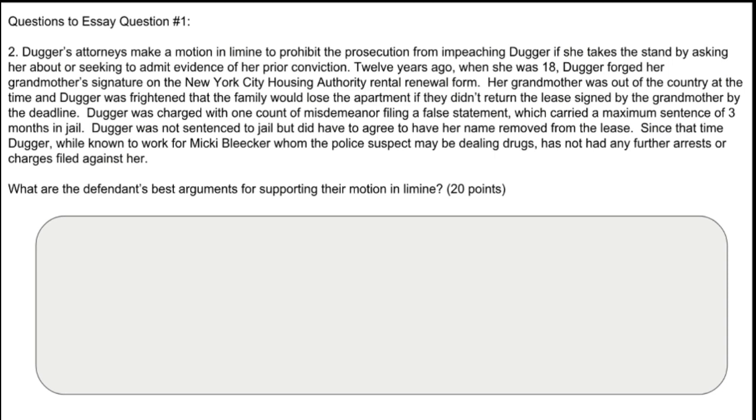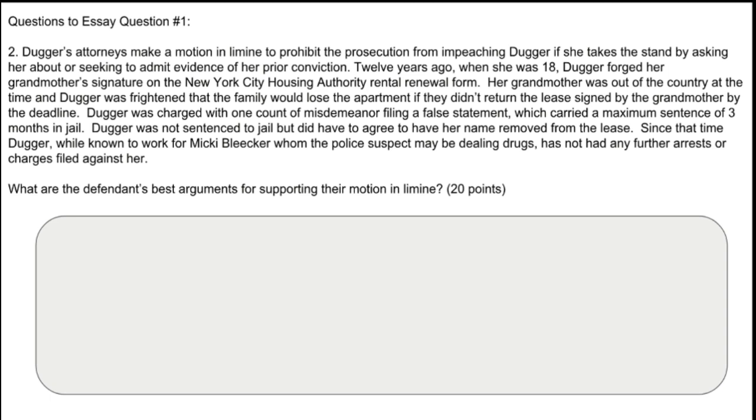That's sad, but there are people who are put in this ridiculous situation. Duggar was charged with 1 count of misdemeanor filing a false statement, which carried a maximum of 3 months in jail. Duggar was not sentenced to jail, but did have to agree to have her name removed from the lease. Oh no.